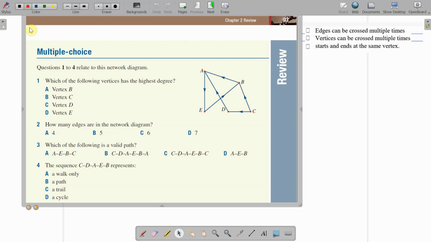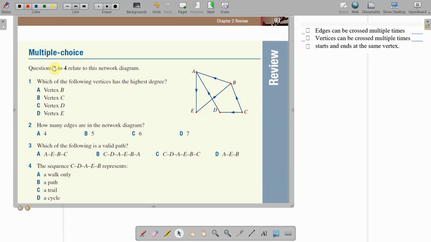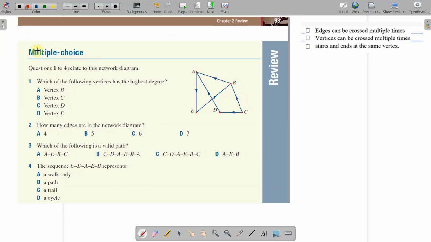Okay, so let's have a look. Starting with the multiple choice 1 to 4. Questions 1 to 4 relate to this diagram here. And the first one is asking which of the following vertices has the highest degree.